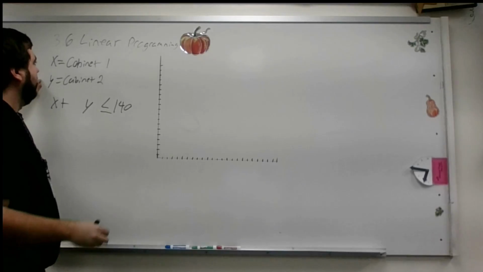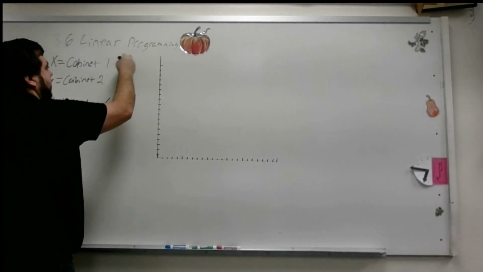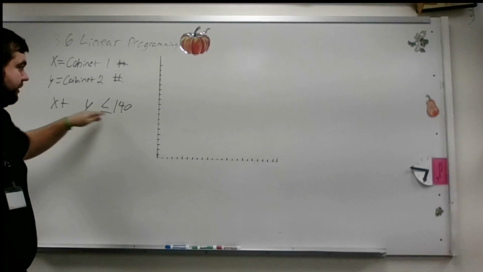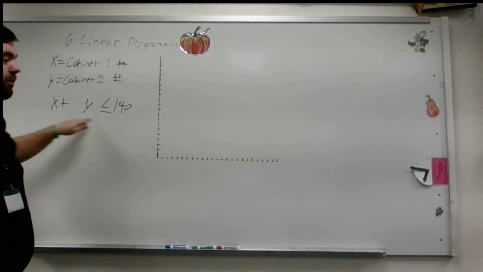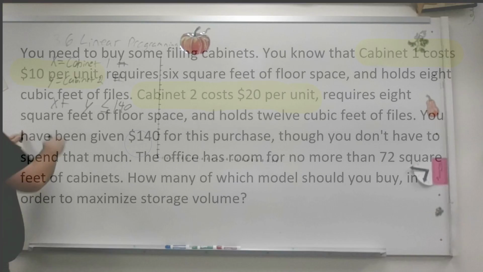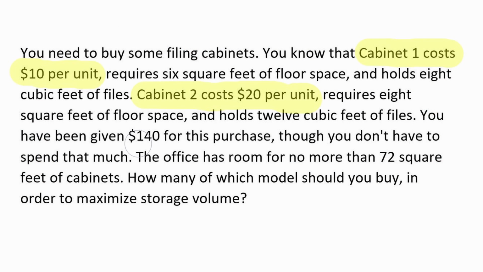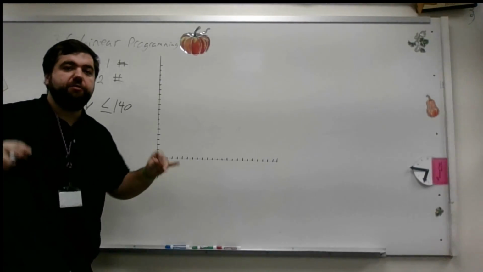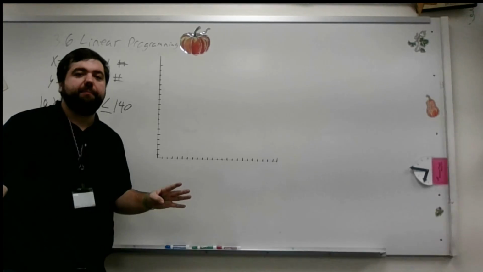But X and Y are the number of cabinets, right? So I need to give it some value. This is dollars. What's X worth in dollars? Well, if we go back to our problem, we can see each one is $10. Our Y, each one is worth $20. Okay? Now our system's starting to take shape.